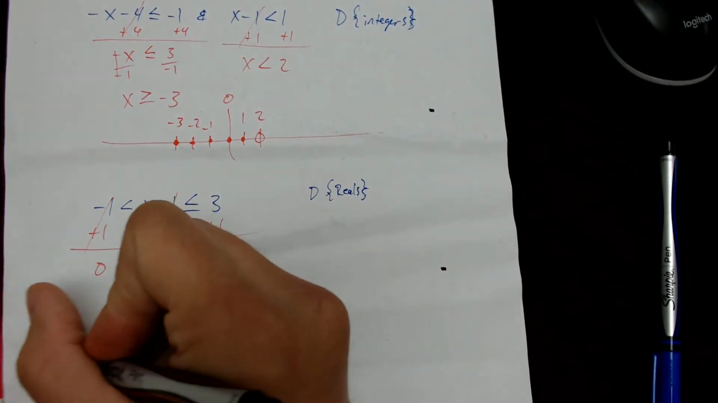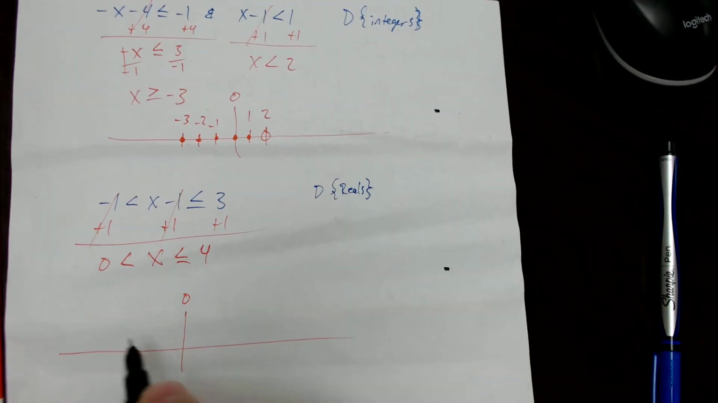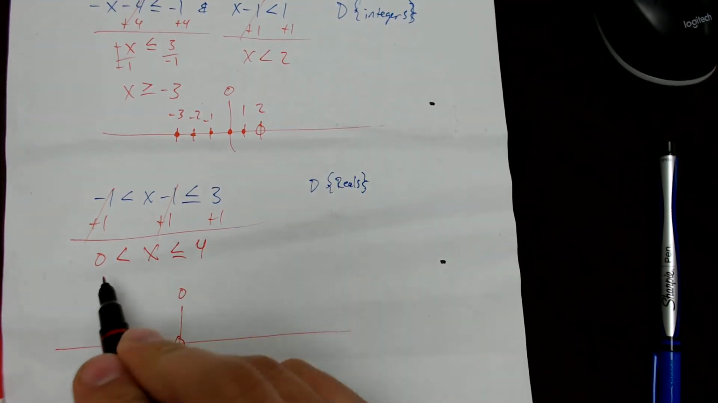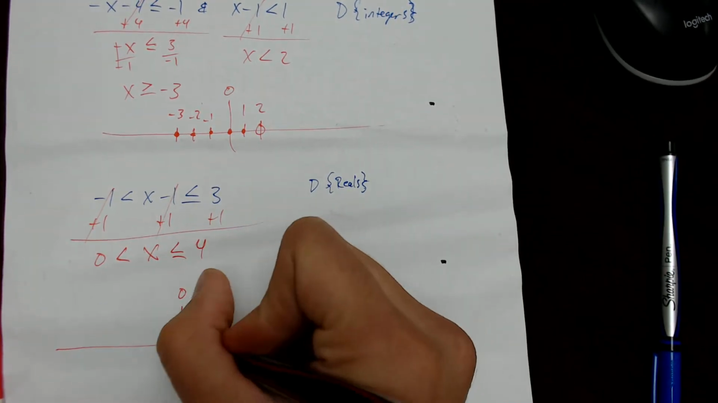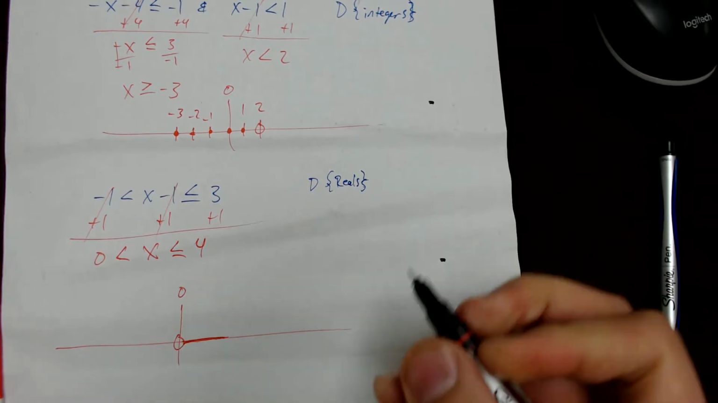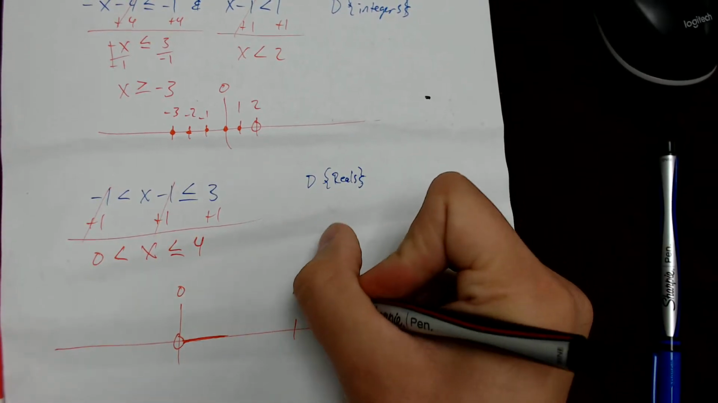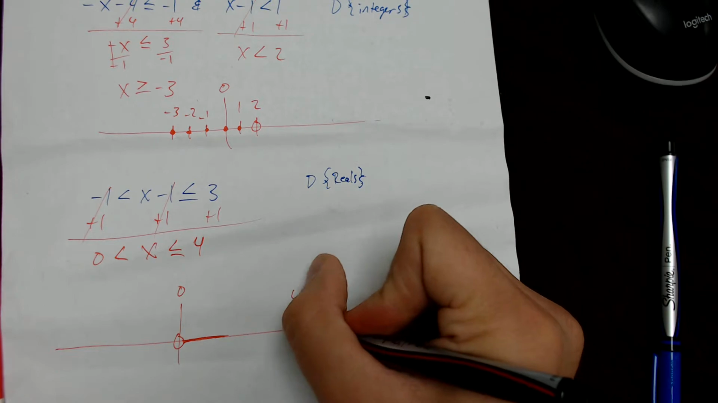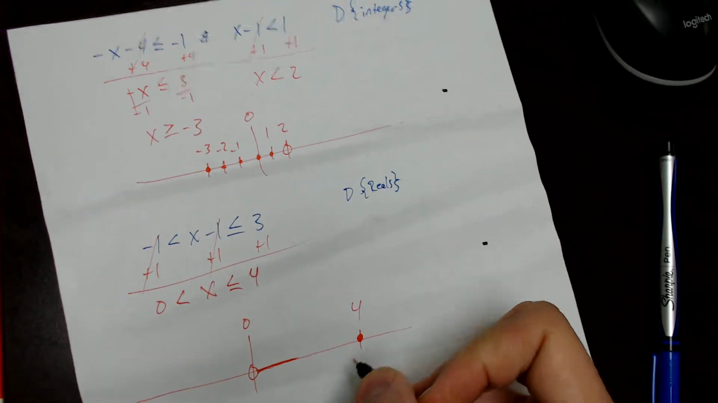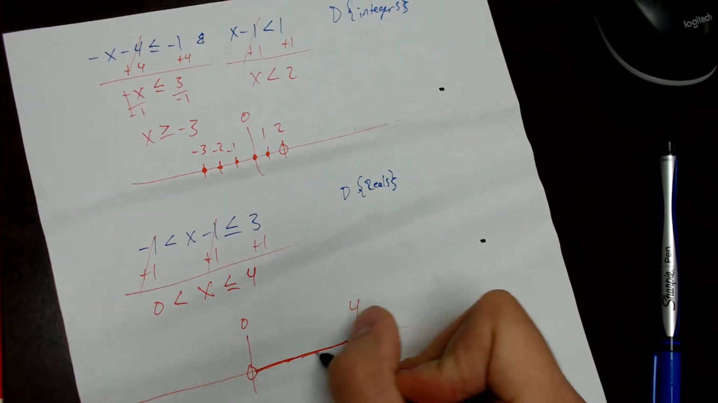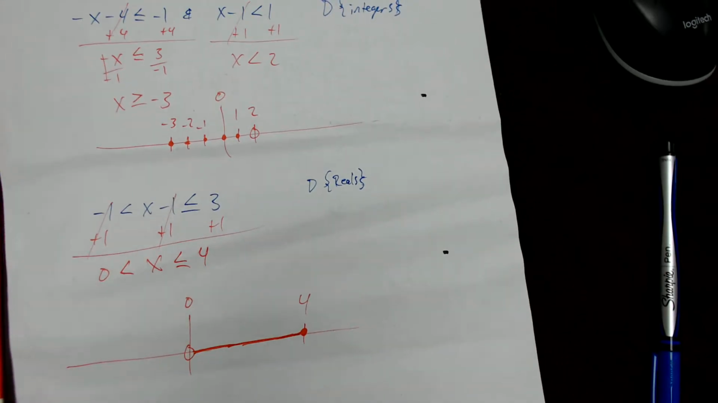So I'll go ahead and draw my number line. I'll start at 0. I'm going to put an open dot since it's not equal to. X is greater than 0, so it's going to start going in this direction. Then I'm going to draw 4. X is equal to 4, so I'll put a closed dot at 4. And it's less than 4. So they connect right there.